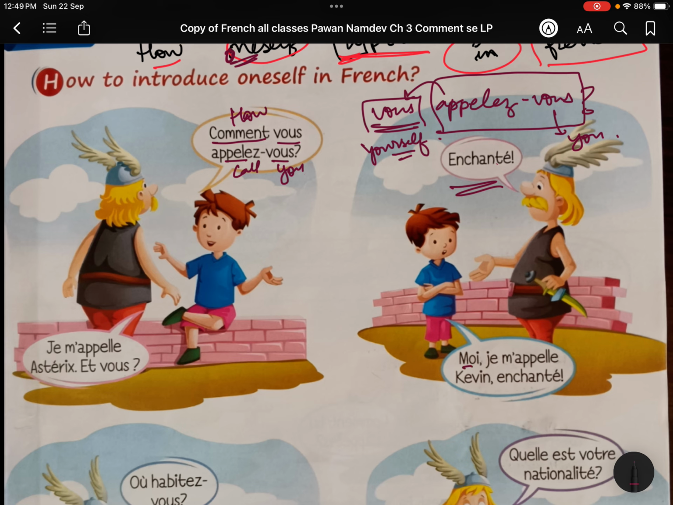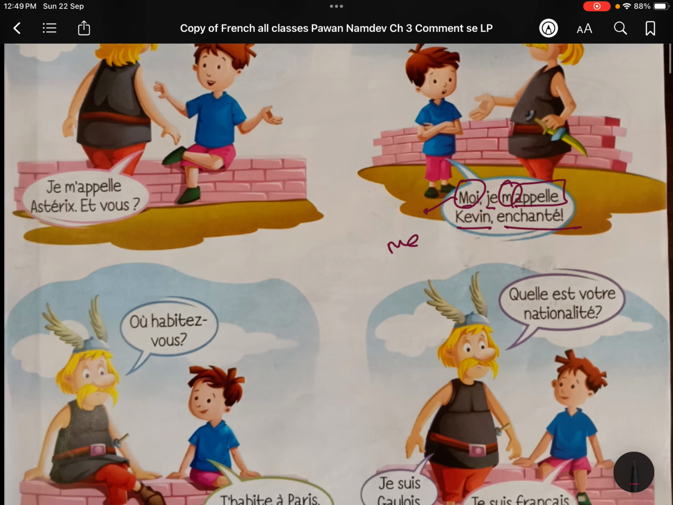Moi means me. We have just covered this vocabulary in the beginning of this lesson. Moi means me. Let me write it again. Me. Moi, je m'appelle Kevin. I call myself Kevin. Nice to meet you.